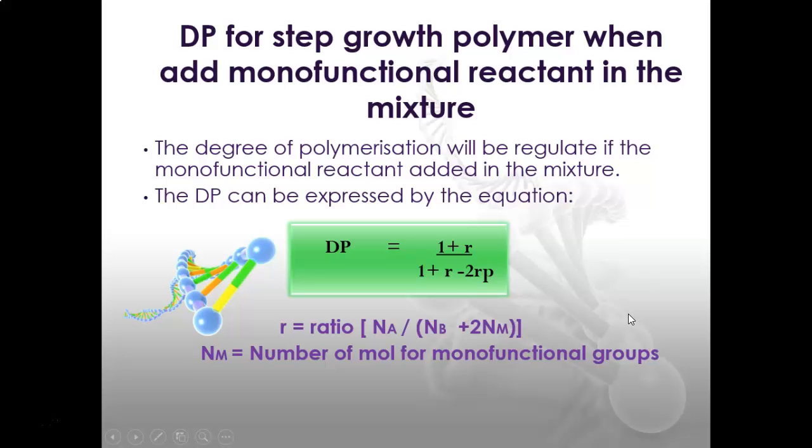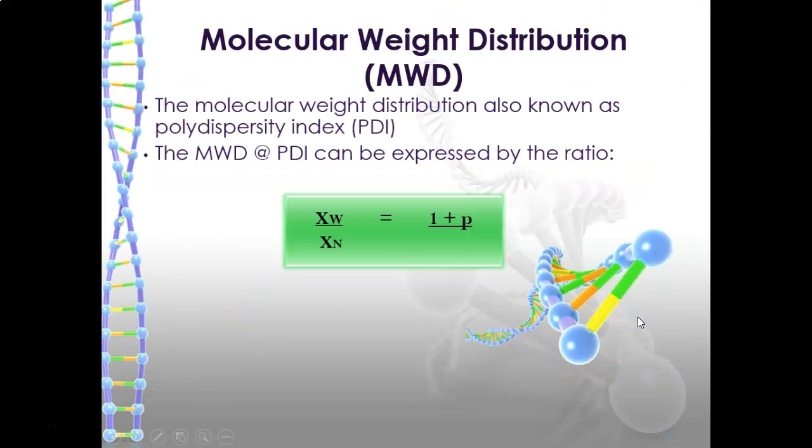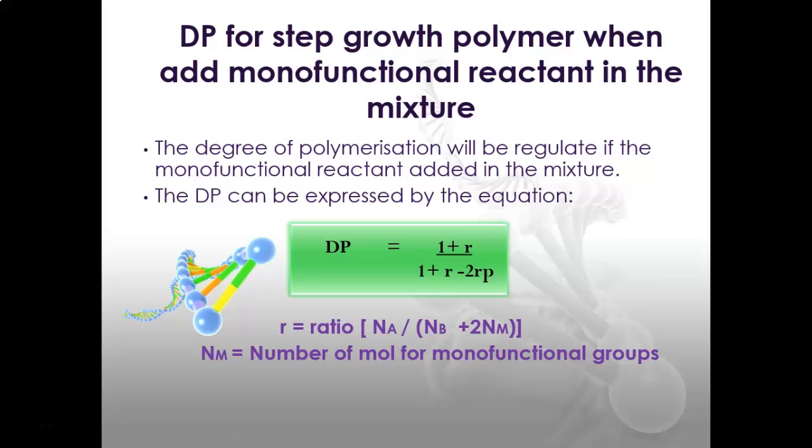Okay, the degree of polymerization will be regulated if a monofunctional reactant is added to the mixture, and the DP can be expressed by the equation (1 + r) divided by (1 + r - 2rp), where Nm is the number of moles of the monofunctional group. Okay, don't worry too much about this equation.